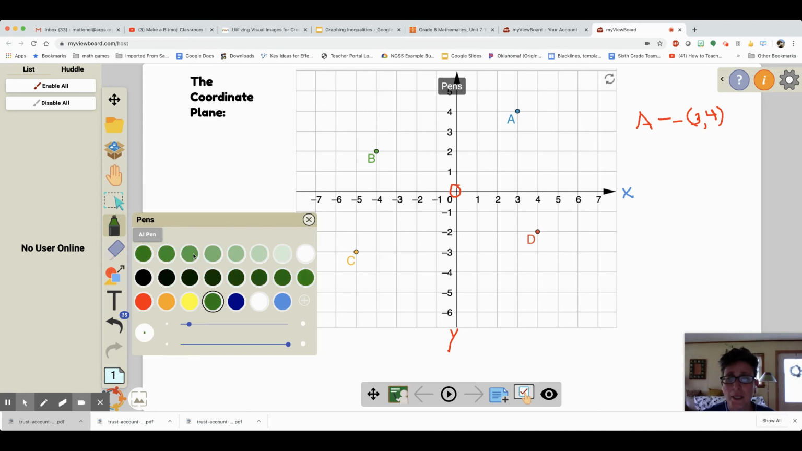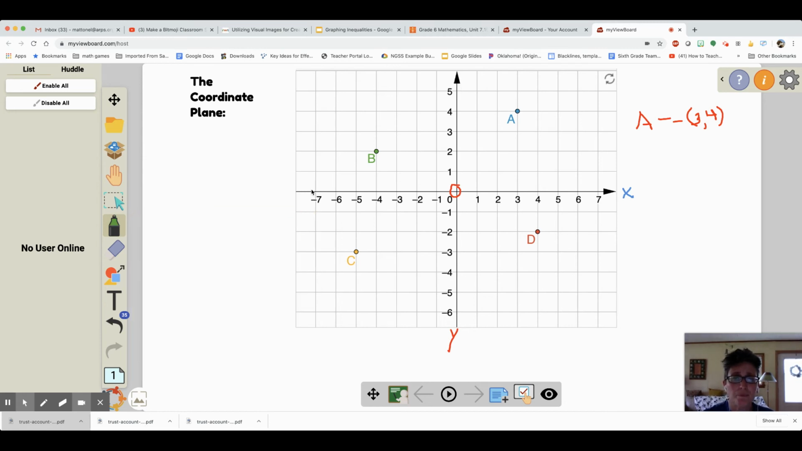Point B, now we're going to the left from 0. We go 1, 2, 3, -4 to the left. But because we're going up, it's +2. So the coordinate for B is (-4, 2), with the x-axis always first. That tells you where to find point B.